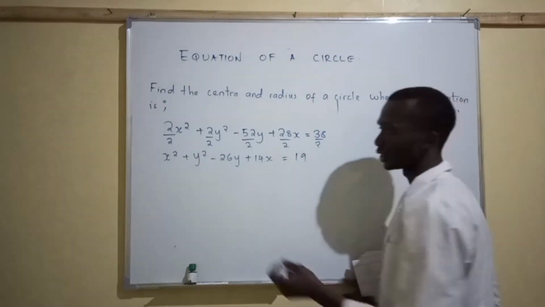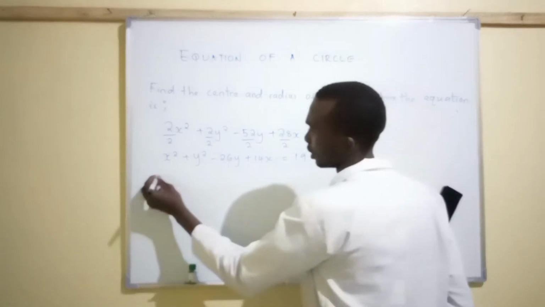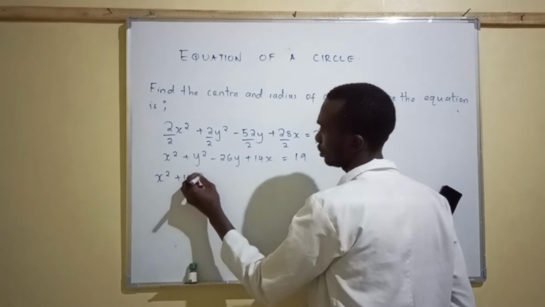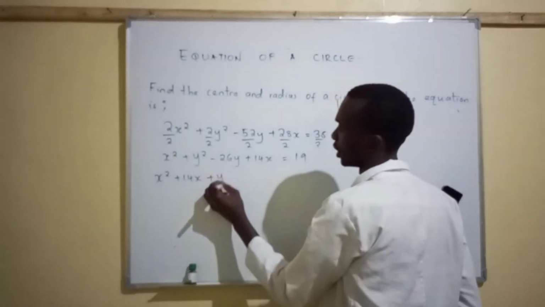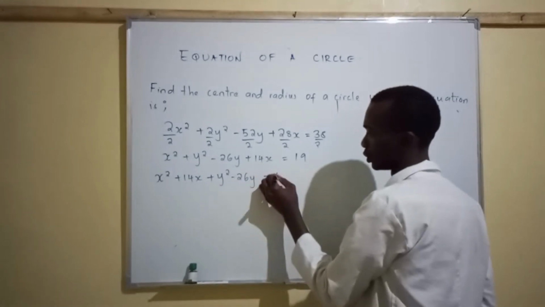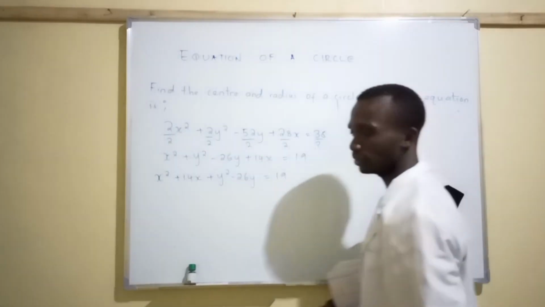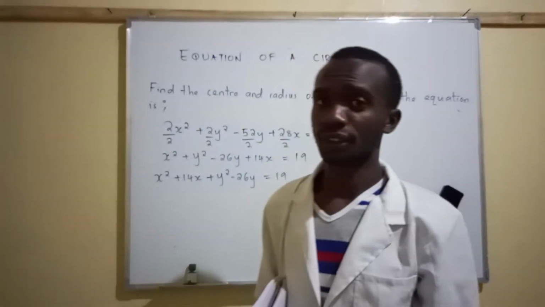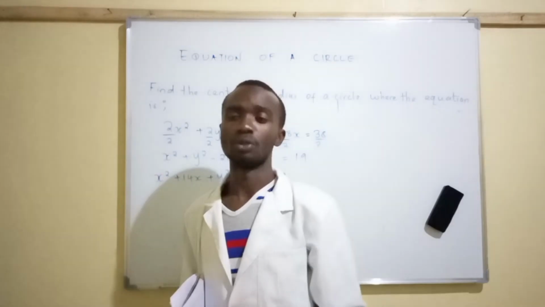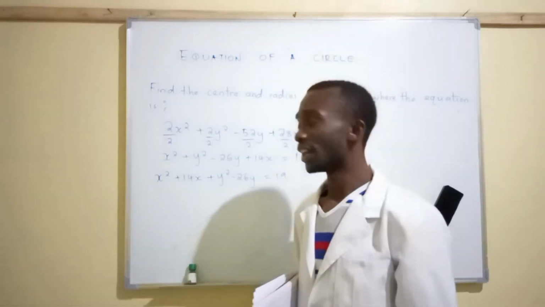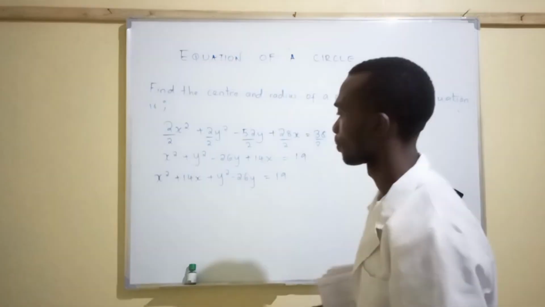Now to collect x² and x, bring them together. x² + 14x + y² - 26y is equivalent to 19. Now in this example, we are given the coefficient of x² and y² to be 2. So the first procedure, we have made them to be 1 by dividing all through by 2.